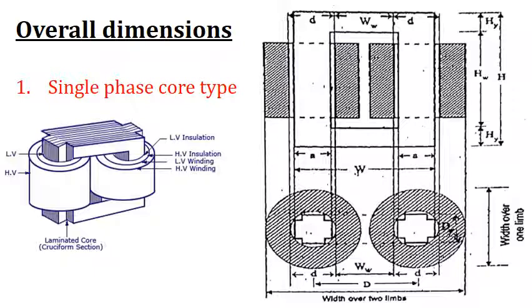Here, we have two different diagrams. On the left side, we can see a three-dimensional view of a single phase core type transformer, and on the right side, there are two figures. On the top is the longitudinal view or side view of a single phase core type transformer, and on the bottom is the top view. This is in order to understand the different parameters or dimensions of this transformer. Let's see which are the important parameters.